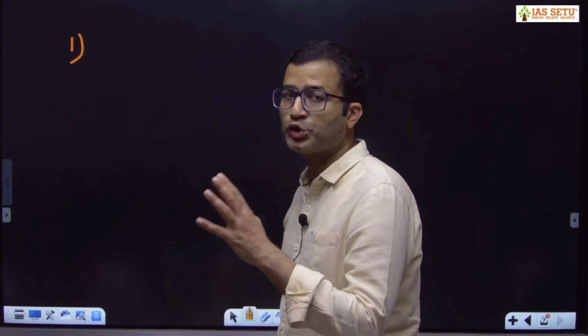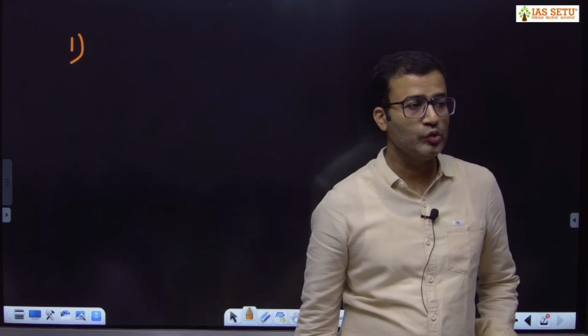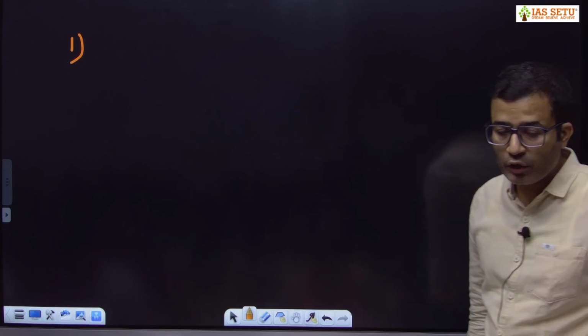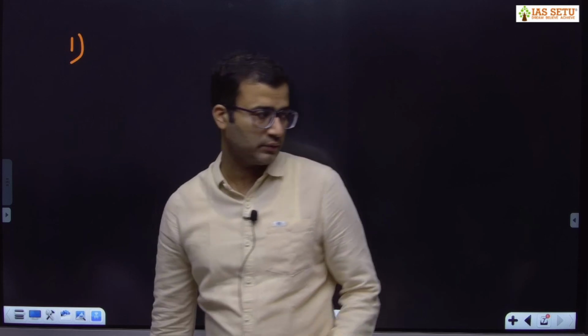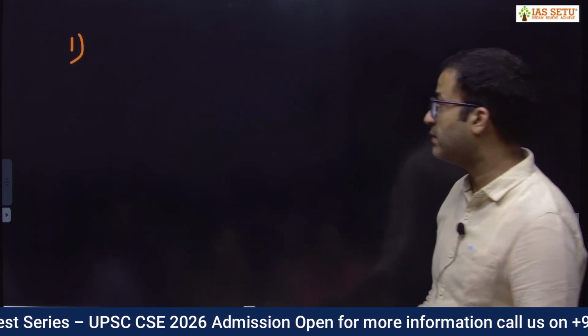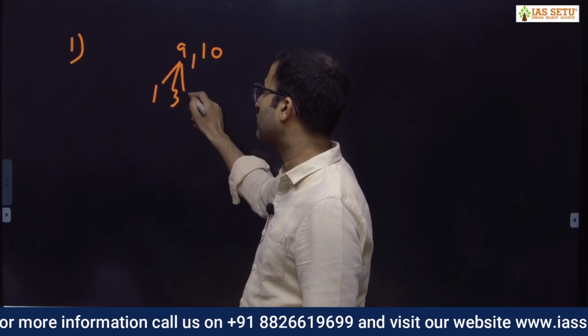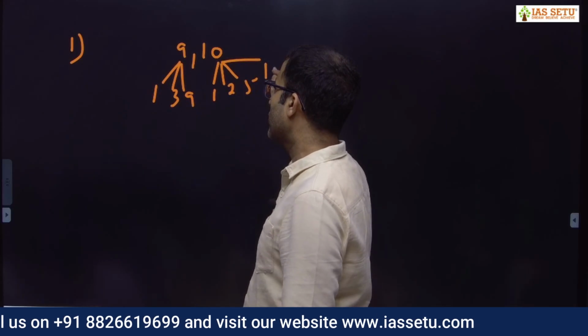Two consecutive natural numbers are always co-prime to each other. Like example 9 and 10. You can check what are the factors of 9: 1, 3, 9. What are the factors of 10: 1, 2, 5, 10. You have common factor only 1.